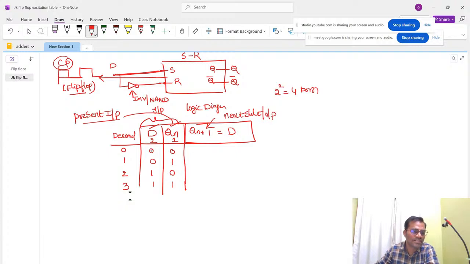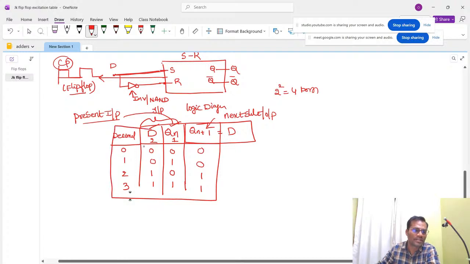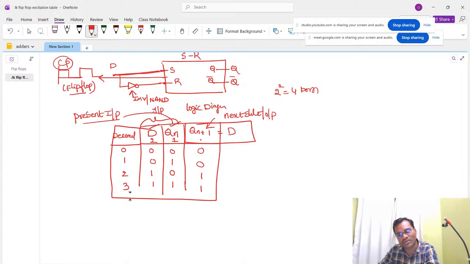What is the value of D here? 0. So what is the Qn plus 1 value? 0. What is the value of Qn plus 1 in this row? This is also the same as D, this is also 0. Whatever D is there, the same will be there. So successfully we have constructed a flip-flop with input D and one more input Qn, and Qn plus 1 is called the next state, which is the output.